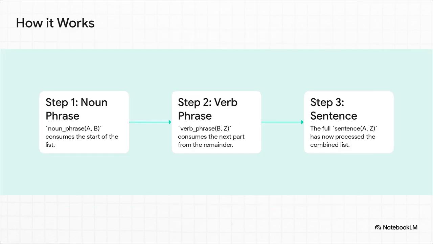Let's walk through it nice and slow. Imagine our sentence rule. The first part, the noun phrase, it gets the whole list, let's call it A. It finds a noun phrase right at the beginning and then says, okay, I'm done. Here's the rest of the list, which we'll call B. Then, and this is the cool part, that exact list B gets handed over to the verb phrase. It finds a verb phrase at the start of B and passes on whatever is left over, Z.